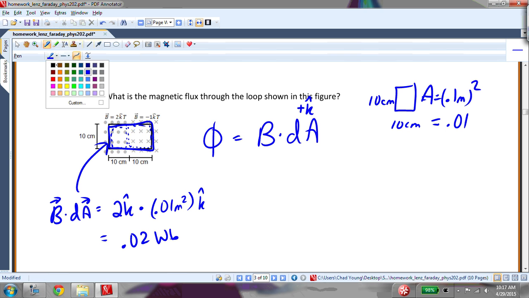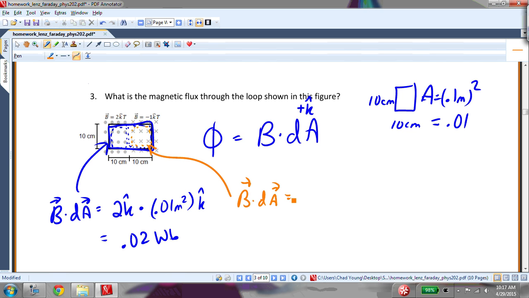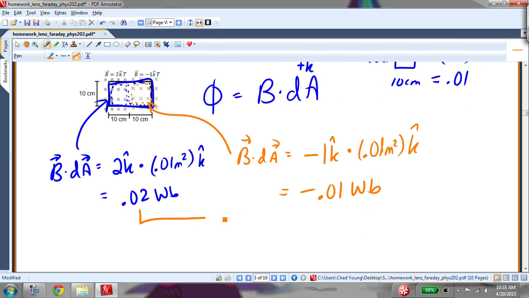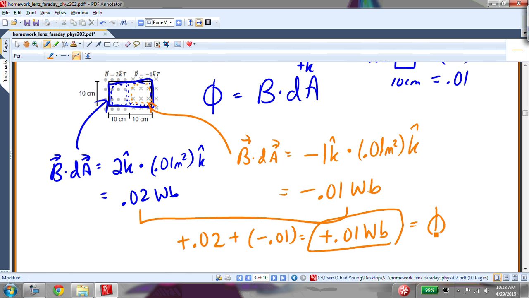Now, if I want to do the second section, looking at this section now, my B dot dA for this section is equal to, again, negative 1k. That's my magnetic field, dotted with 0.01 meters squared in the positive k direction. So that gives me a magnetic flux equal to negative 0.01 Webers. Now I just add those up because I want to know the magnetic flux through that total loop. So I'll just do positive 0.02 plus negative 0.01, and of course that's equal to positive 0.01 Webers. So that's my net magnetic flux, just the sum of those individual magnetic fluxes.